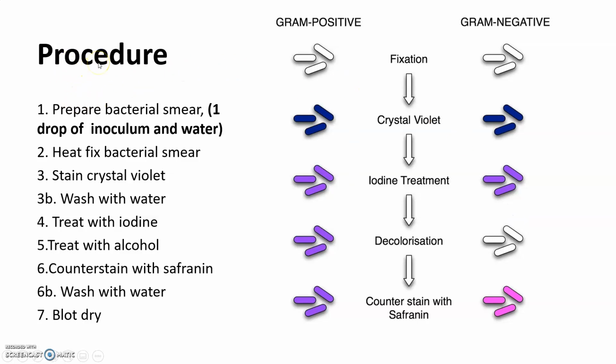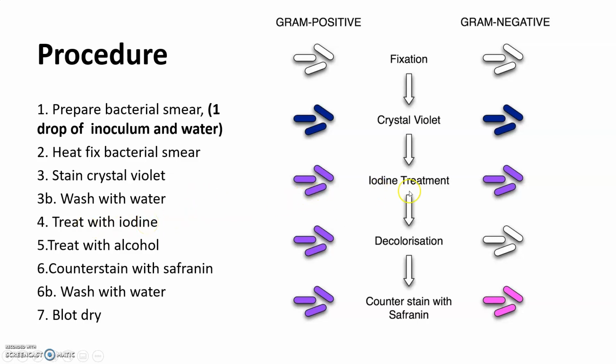So the procedure to do gram staining. You're going to prepare your bacterial smear. You use 1 drop of inoculum in water. You've got to heat fix the bacterial smear. This is very critical because it not only kills your bacteria, it also fixes it to the slide. So that way when you stain crystal violet and then do the water wash, you don't wash away your bacteria. Okay, so the next step, stain crystal violet, and then you're going to wash with water. And then you're going to treat with iodine.